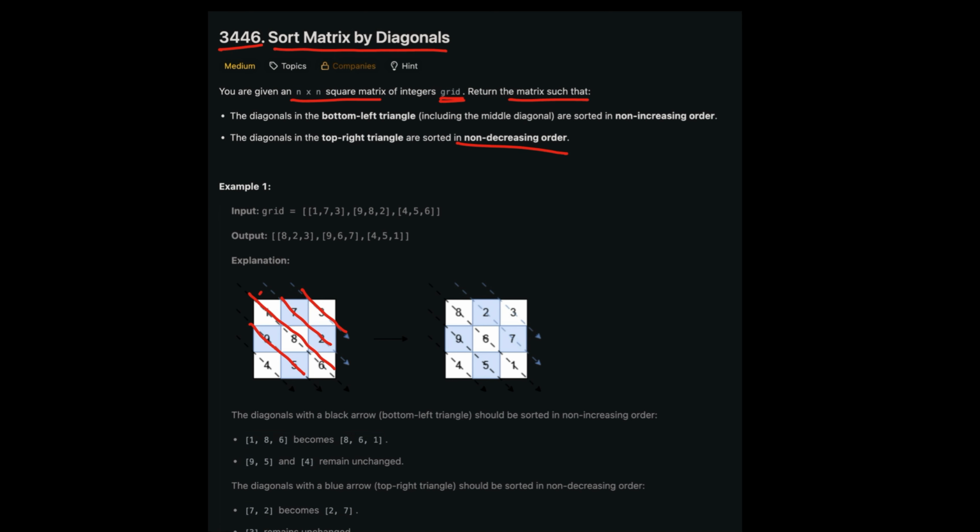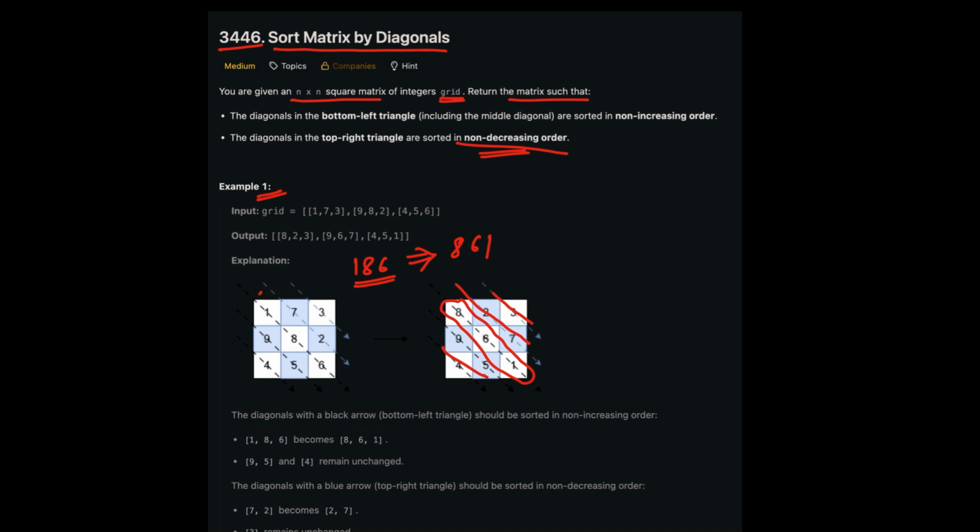is in non-decreasing order. If you look at example number 1, the main diagonal, that is the centralmost one, contains 1, 8 and 6. As it is part of the bottom left triangle, we need to apply the non-increasing order. So we need to sort it in descending order, in other words. The updated sequence is 8, 6 and 1, which is reflected in the updated grid. The same applies to the remaining diagonals in the grid.